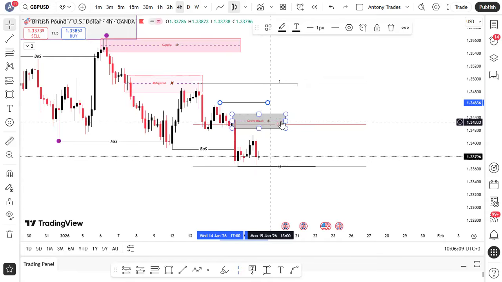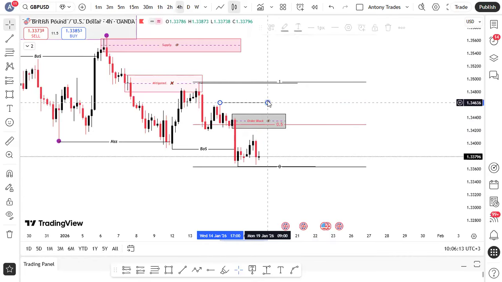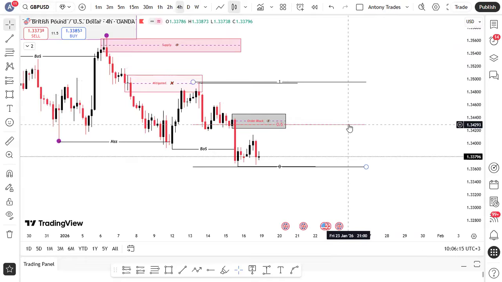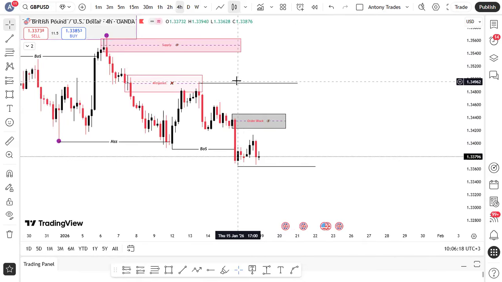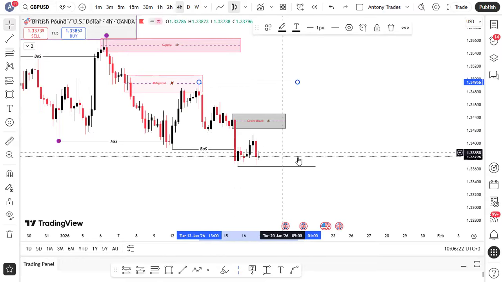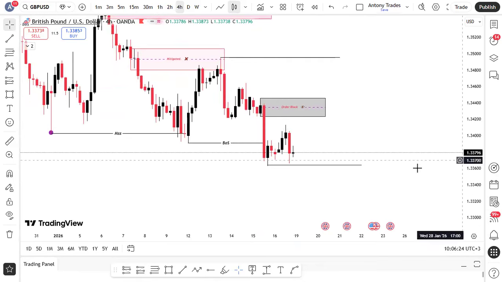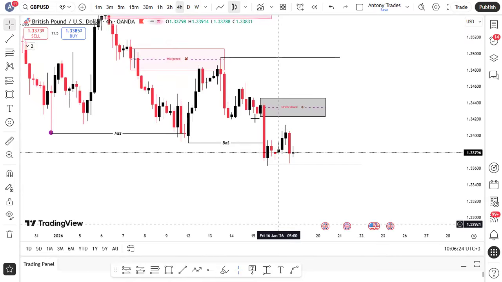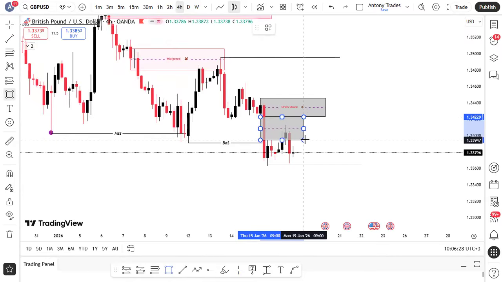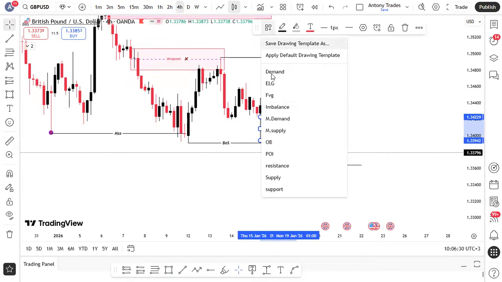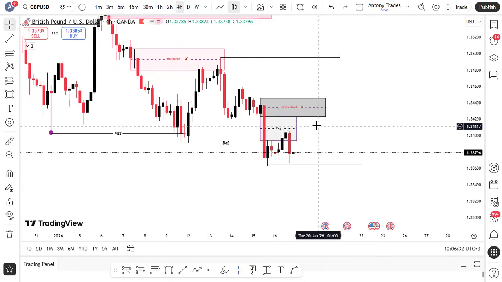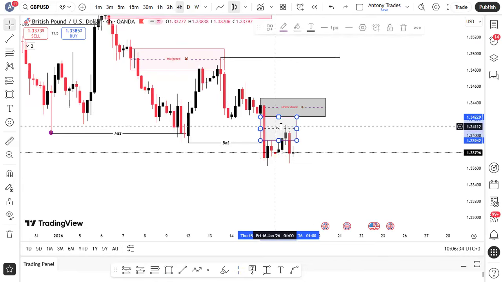So don't take an aggressive entry from this area. So make sure you wait for what? For a confirmation. That is the point. Now you can see the market is reacting from this fair value gap currently. The market is reacting from this fair value gap here.